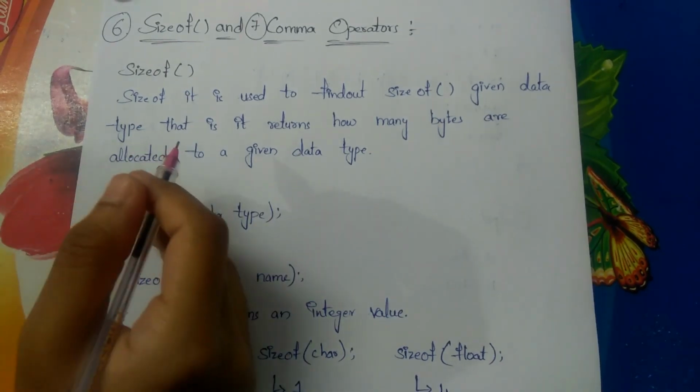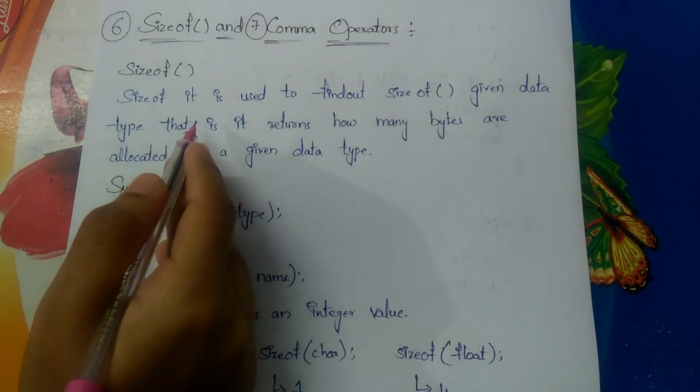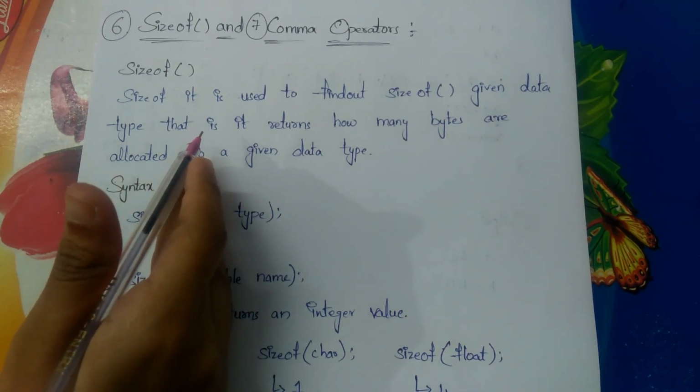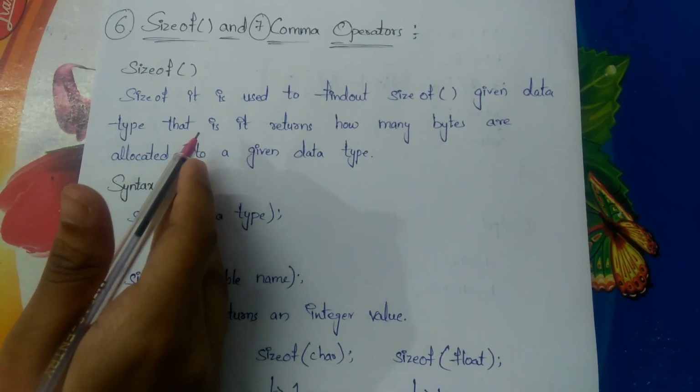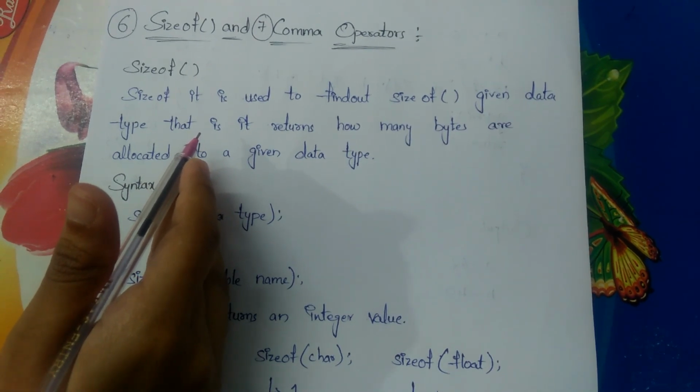Next we have the sizeof and comma operators. So the sixth one is the sizeof operator and the seventh one is the comma operator. So first let's discuss the sizeof operator.